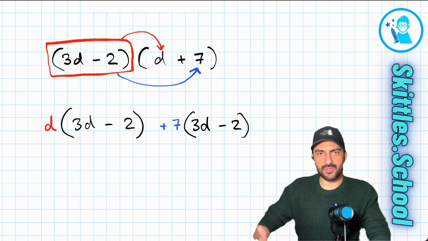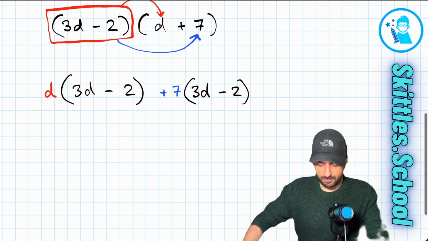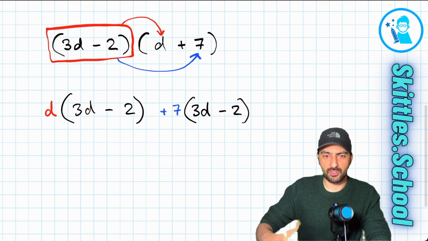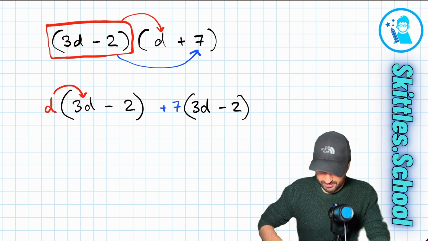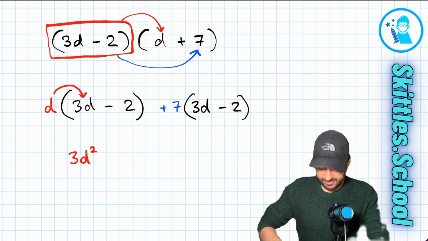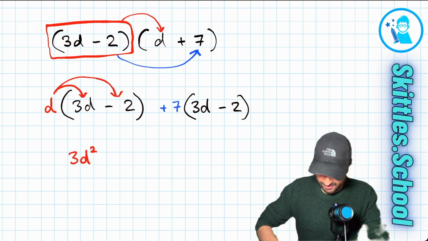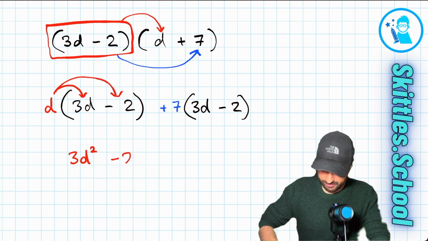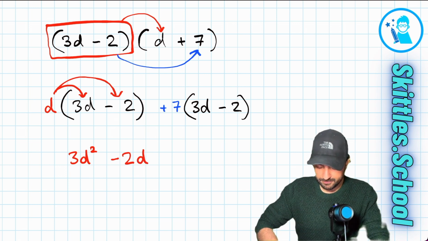Okay, so now we've got these two sets of brackets which we can expand. So let's have a look at the first one. It says d multiplied by (3d - 2). So let's expand it. d multiplied by 3d is 3d squared, and d multiplied by negative 2 is negative 2d. So far so good, we've done that whole set of first brackets.